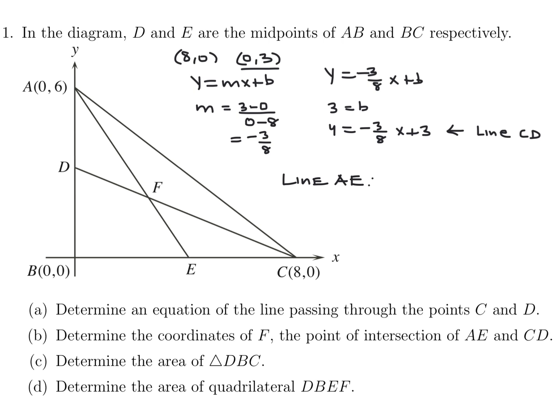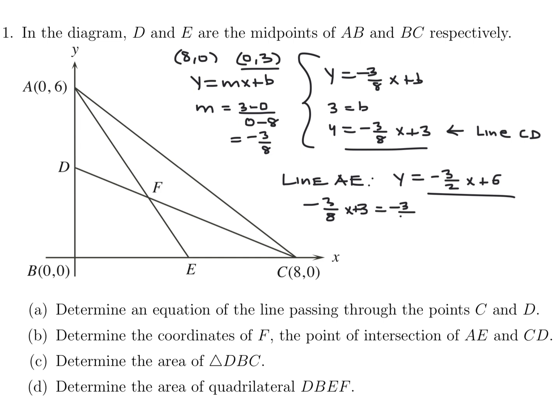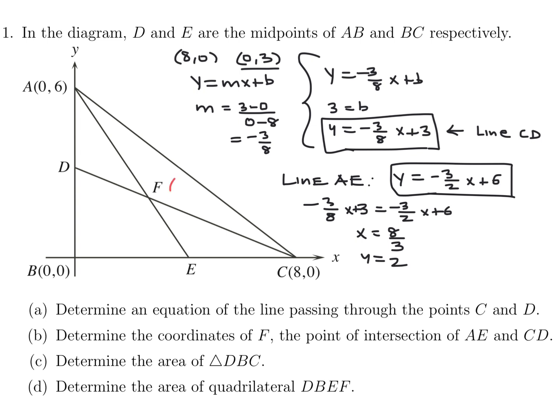You certainly should know how to find the equation of a line. And when you do, you get y equals minus 3 over 2 x plus 6, in the same way that I did it here. Nothing special. And then to find the coordinates, you just set these two equal to each other. So that means minus 3 over 8 x plus 3 is equal to minus 3 over 2 x plus 6. When you solve for this, you get x equals 8 over 3. And then to get y, you can substitute it back into this or this, either one, and you get y equals 2. So the coordinates for F are (8/3, 2).